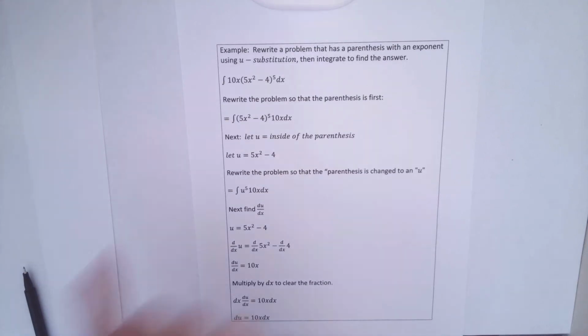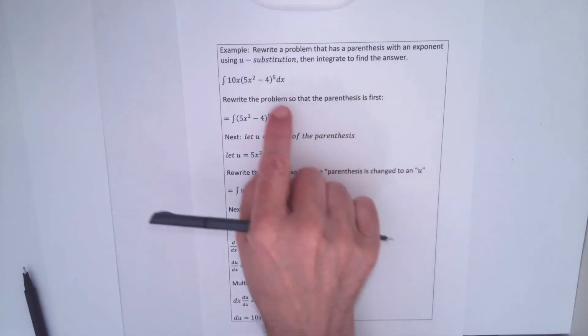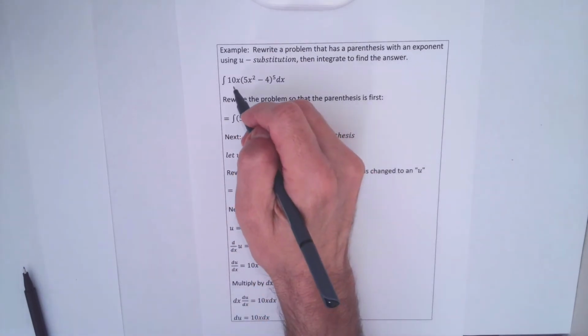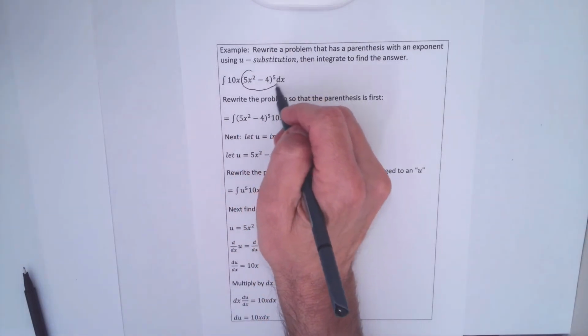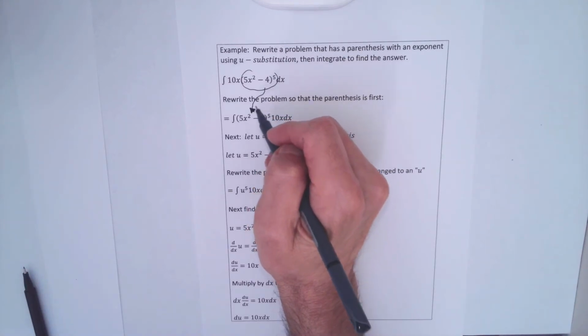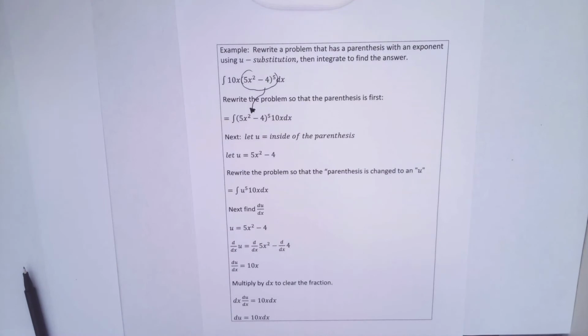So what am I going to do? I'm going to rewrite the problem so that the parentheses with the exponent is first. So I just took this and wrote it first. This is just a matter of my preference, the way I like to do these problems. If you got taught this by another instructor, they might teach this slightly differently. For me, it makes it easier to follow.